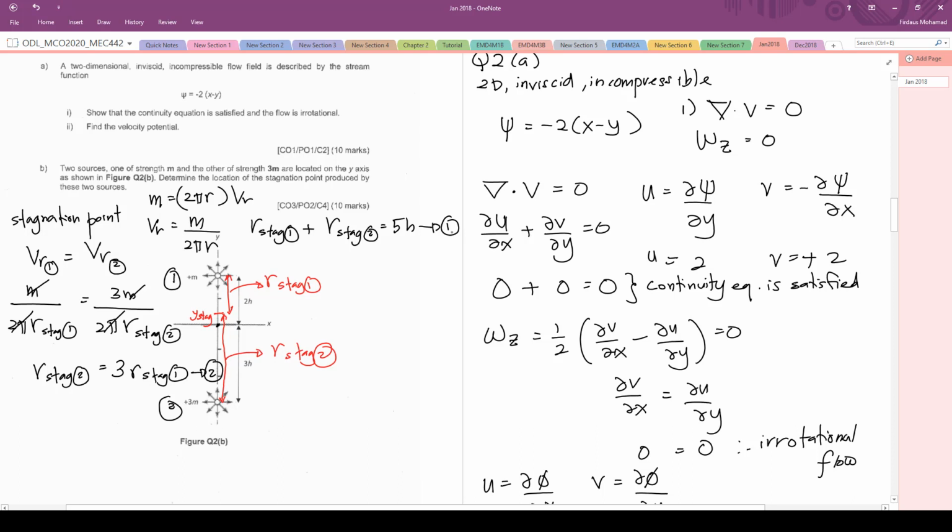Okay, so we have equation number 1 and equation number 2. Now we need to determine what R stagnation is. R stagnation 1, for example, we can solve by combining equation 1 and equation 2. So in equation 1, R stagnation 1 plus R stagnation 2, where R stagnation 2 equals 3 R stagnation 1, so R stagnation 1 plus 3 R stagnation 1 equals 5H.